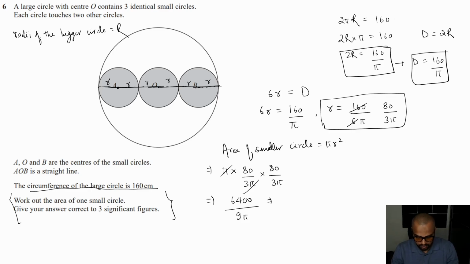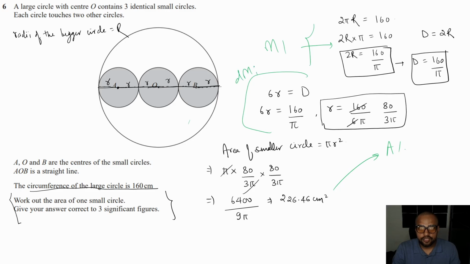So we get 6400 divided by 9 divided by 3.14, which equals 226.46 centimeter square. That will be the solution. For this method you will score M1, and for this accuracy you will score A1. For this part you will be scoring DM1, because it is dependent on the first method which we have solved.